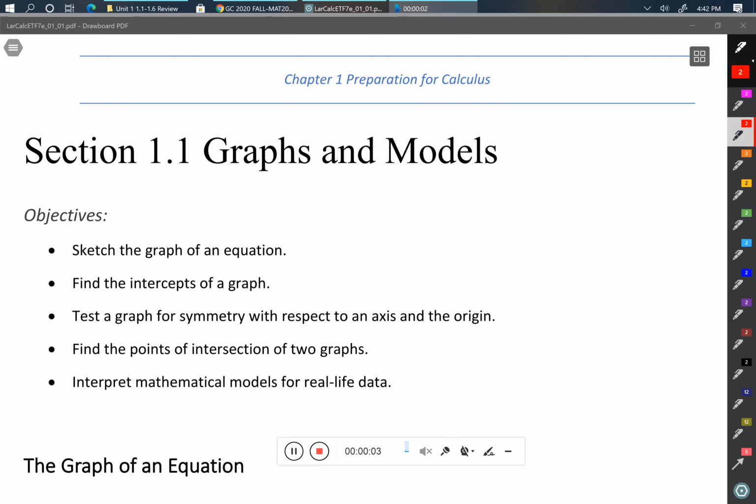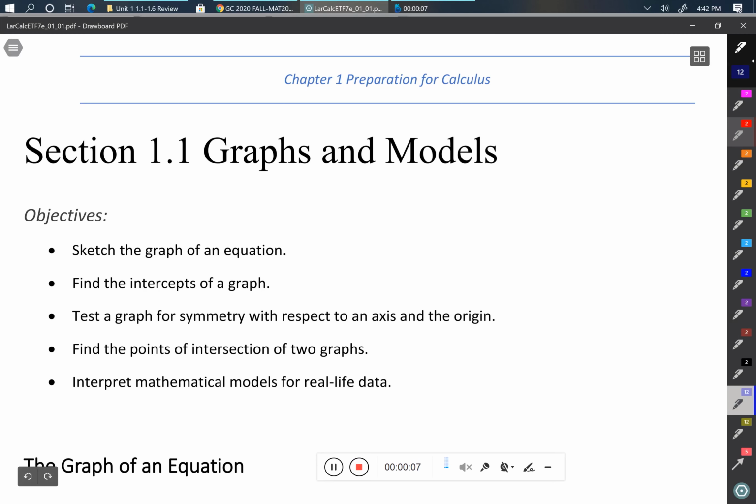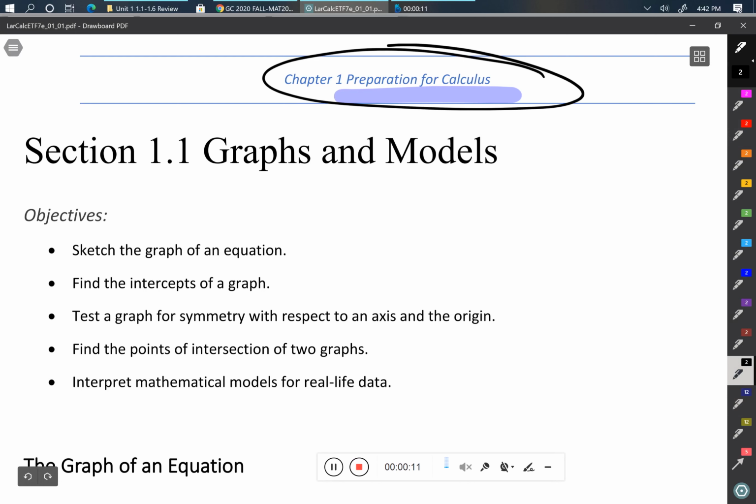Okay, folks, so here we go. This is Calculus, Chapter 1. It is titled A Preparation for Calculus. So basically what we're looking at here is Chapter 1 being review. So these are things that you should already know how to do. So we will be moving kind of fast. It'll slow down when we start Chapter 2, which is actually new material.